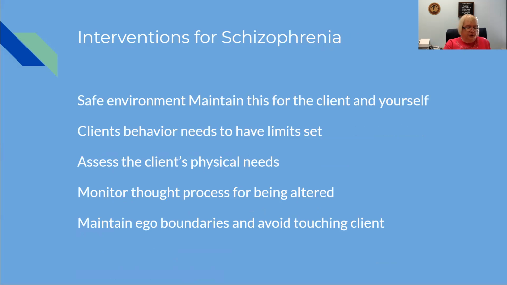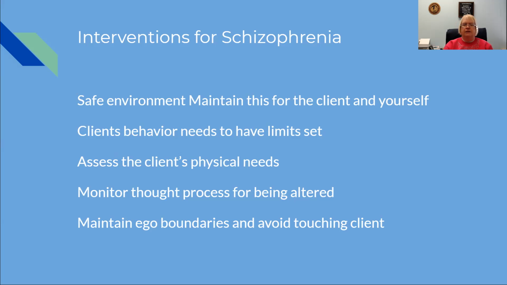So what do we do for these schizophrenia patients? We provide a safe environment. You maintain that for the client and yourself and the other clients around. Their behavior, you need to set limits. If it's going to hurt themselves, you, or somebody else, you need to assess them for physical needs. Remember, on Maslow's, the psych is way up here and the physical needs are way down here. So if there's a physical need, you need to deal with it first.